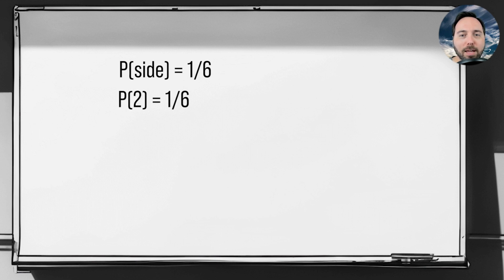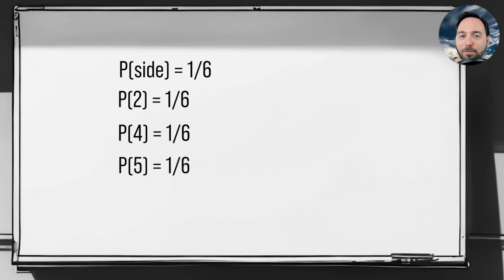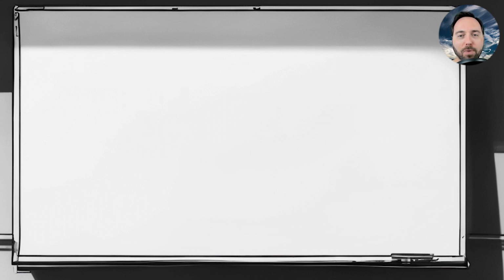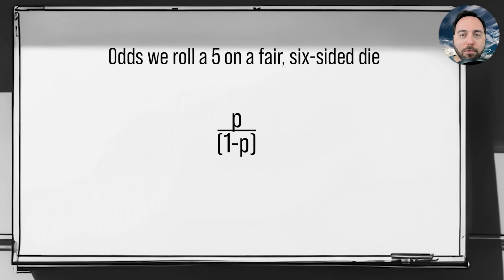Put more specifically, the probability that a 2 will show is 1 divided by 6. The probability that a 4 will show is 1 divided by 6. The probability that a 5 will show? Yeah, same thing, 1 over 6. Now that we know that the probability we get a 5 is 1 over 6, let's convert that to odds. The formula for what we call the odds ratio is p divided by the quantity 1 minus p. Put more specifically, the odds that we will roll a 5 on our fair 6-sided die is as follows.